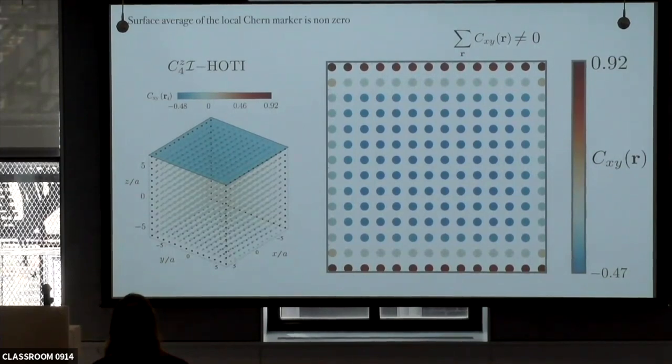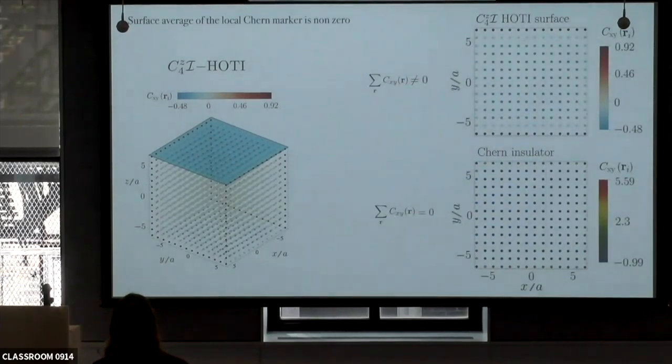However, one thing you notice immediately is that, of course, if I sum over the whole surface, the local Chern marker for a Chern insulator is 0, but for this higher order topological state it is not 0. In this sense, you can already see that it's not coming from a 2D state, but rather a 2D surface. And moreover, contrary to what one could expect, unlike the bulk, which is always quantized to -1/2 or +1/2, the average over the surface is actually non-universal.